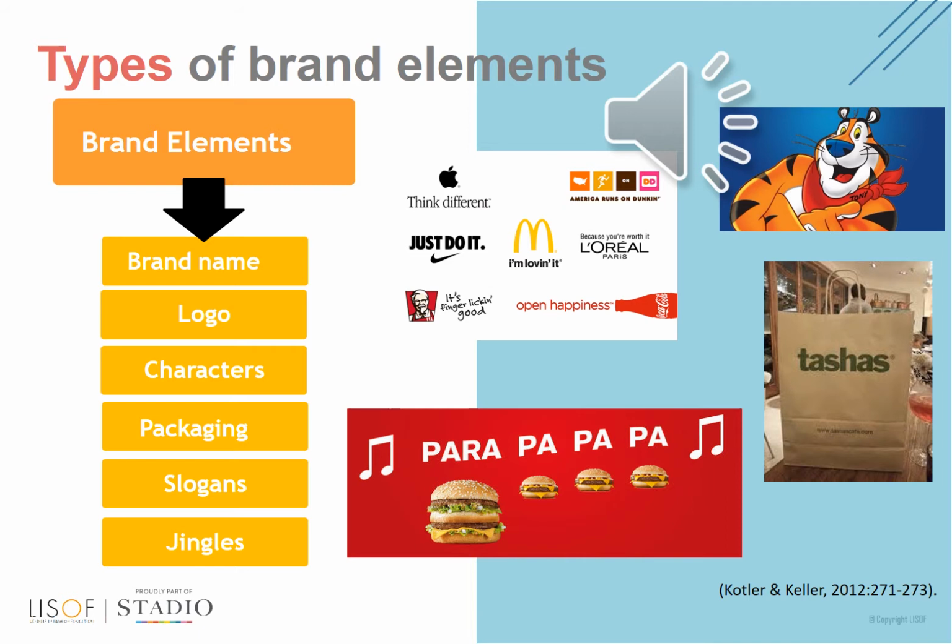Then slogans are catchy short lines that we associate with a brand. For example, the McDonald's slogan, "I'm loving it," or the Nike slogan, "Just do it." And then jingles are short bursts of music associated with a brand. For example, the McDonald's jingle, "Ba-ra-ba-ba, I'm loving it."